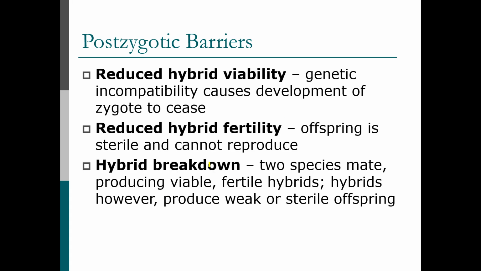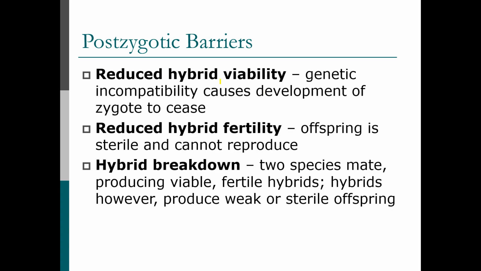And then you have hybrid breakdown. This is where the two groups are able to mate. They're able to produce a baby. The babies are able to reproduce, but as we go through their generations, the offspring are becoming weaker.